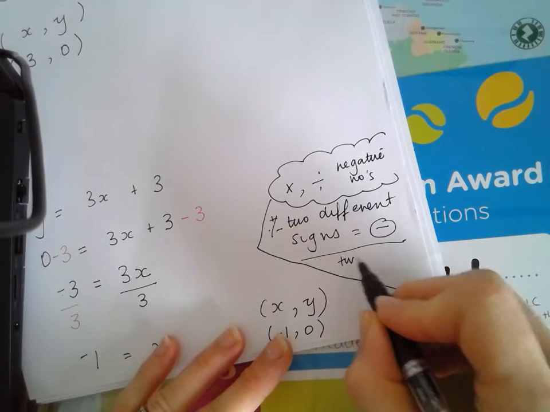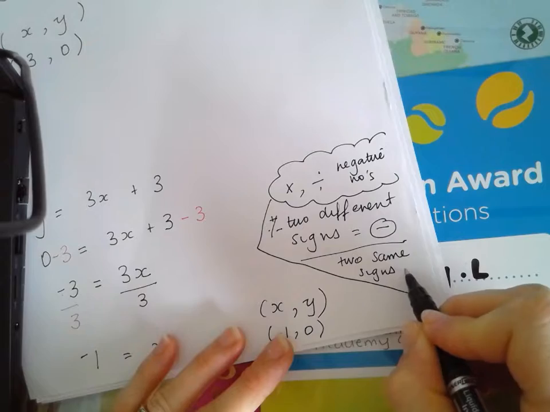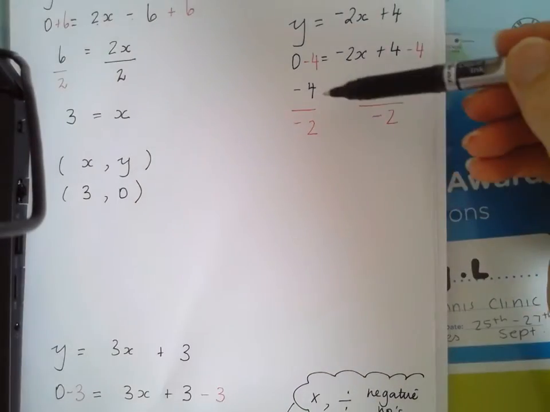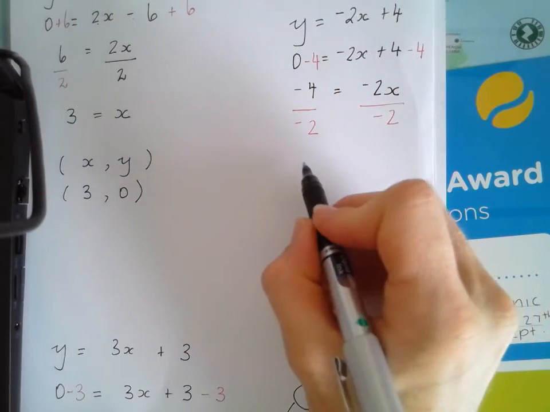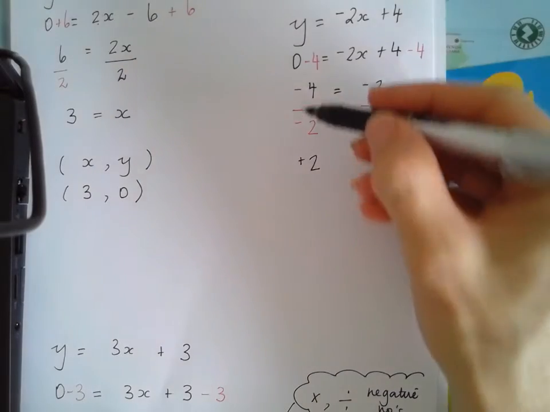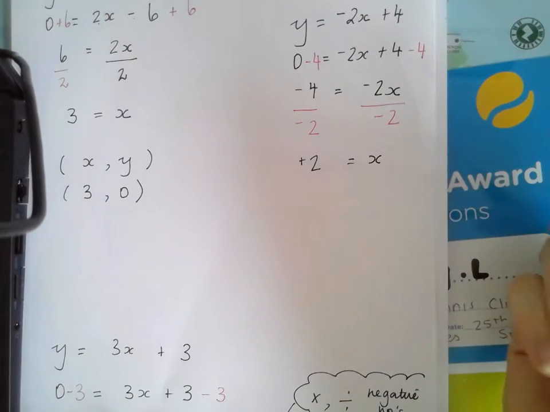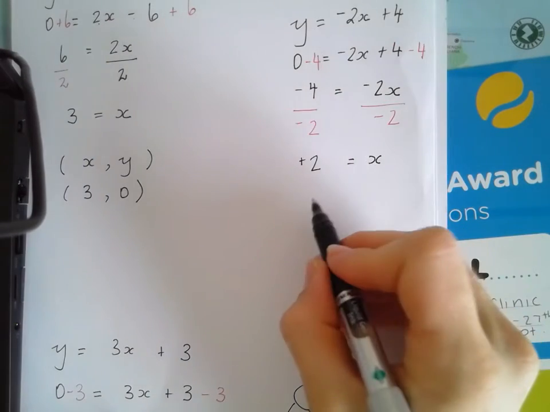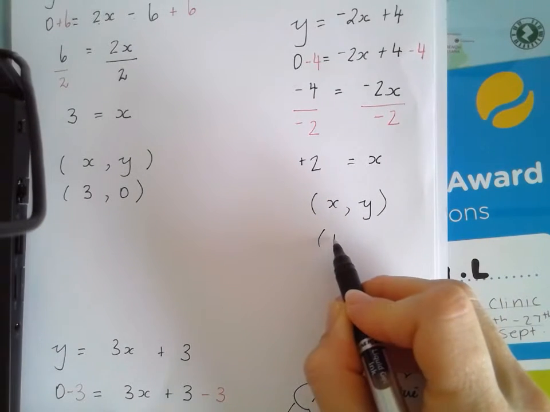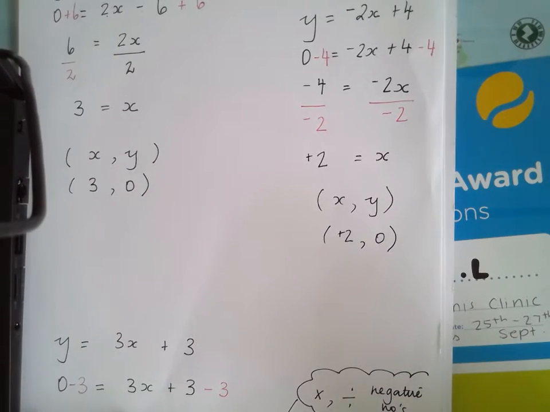It's two same signs, and that actually gives you a positive outcome. So if you were to take a calculator and go -4 divided by -2, you'd actually get +2. 4 divided by 2 is 2. Two like signs gives you a positive outcome, and we have our x by itself. So your x and y coordinates: x is +2 and your y is set at 0. Okay.